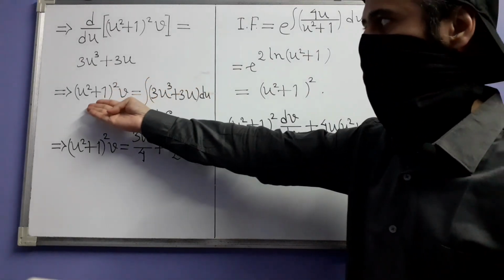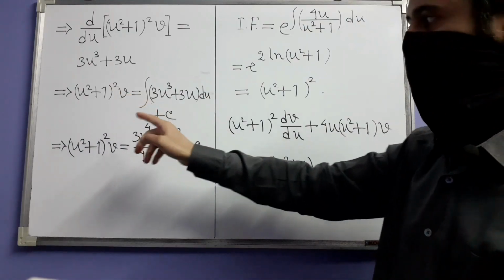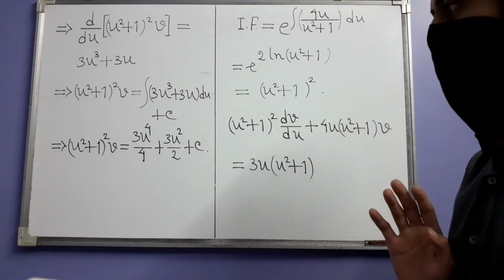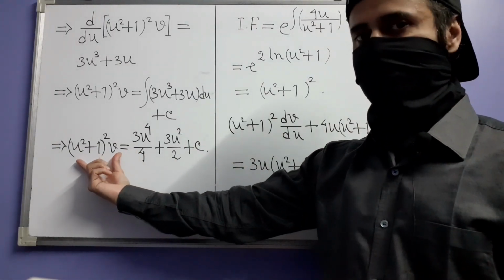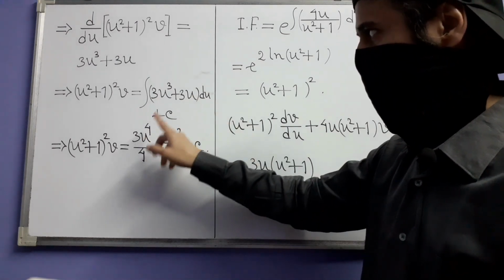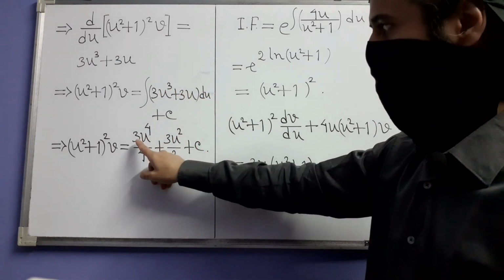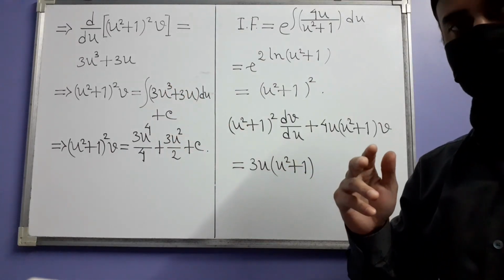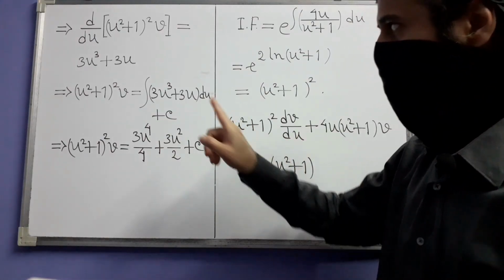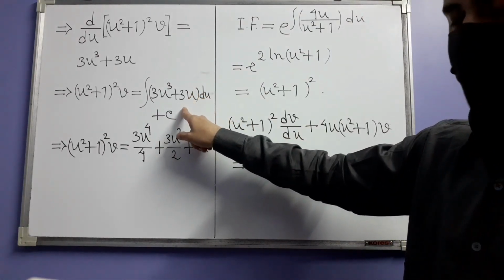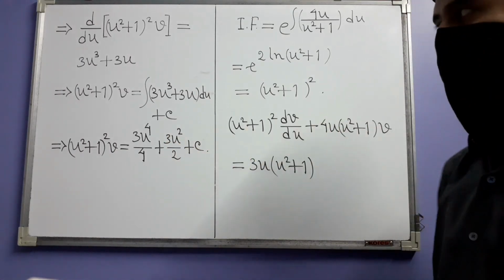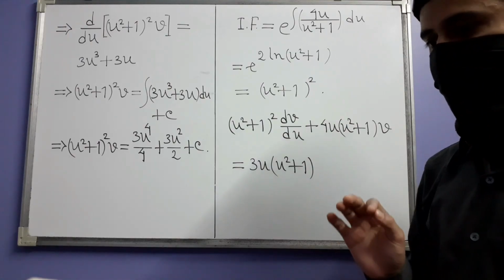So that's how we get the square of u square plus 1 times v equals the integral of the right hand side with respect to u plus an arbitrary constant c. So the left hand side remains as it is for now, and here if you do the integration using your usual power rule, this is what you get. 3 times, what do you get when you integrate u cube with respect to u? You get u to the power 4 divided by 4. Similarly, integrating u with respect to u, you get u square divided by 2, but 3 is already there, plus a constant.